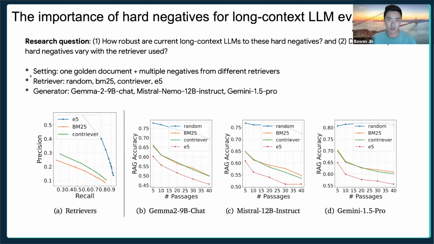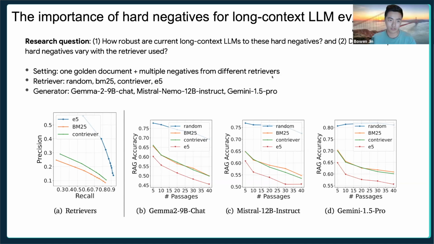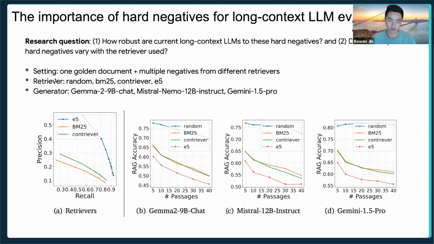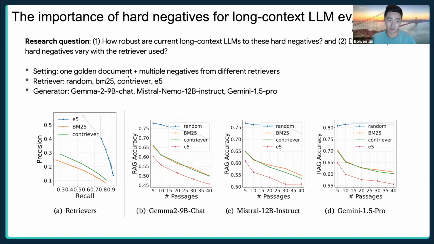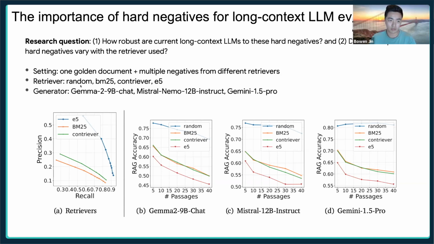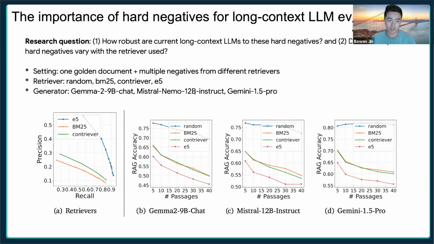So our setting is that we'll put one golden document plus multiple negatives from different retrievers in context, and input this as a kind of pseudo retrieved context together with a query into the LLM, and let the LLM answer the given query. And we test four kinds of negatives from different retrievers. The first retriever is just a random retriever. The second one is BM25, third one is Contriever, fourth one is E5. And we try three kinds of LLM generators: Gemma 2, Mistral Nemo, and Gemini 1.5 Pro.